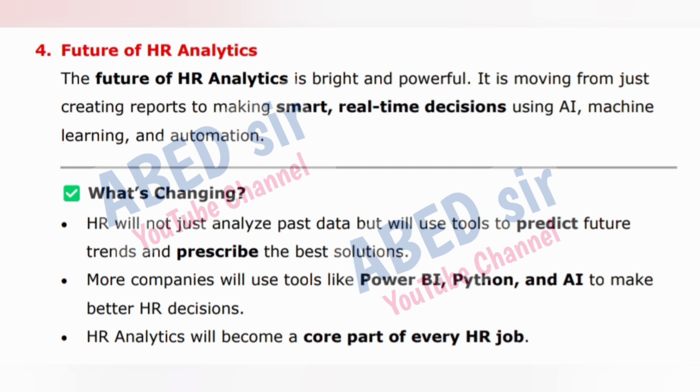It is moving from just creating reports to making smart, real-time decisions using AI, machine learning, and automation. What's changing? HR will not just analyze past data but will use tools to predict future trends and prescribe the best solutions. More companies will use tools like Power BI, Python, and AI to make better HR decisions. HR analytics will become a core part of every HR job.